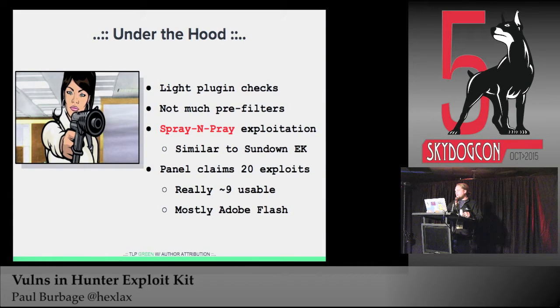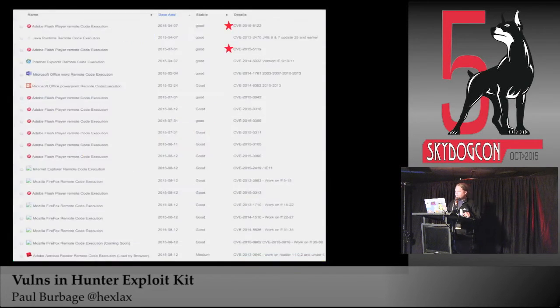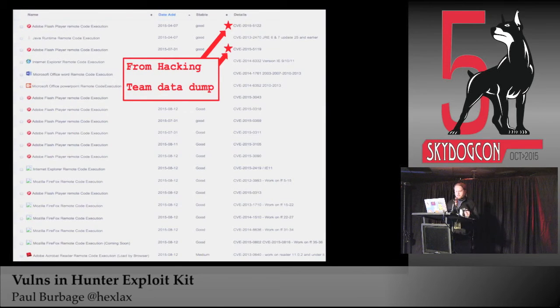So the panel claims about 20 exploits, but in reality, only about 9 are usable, mostly targeting Adobe Flash. Screenshot here within the administrative panel itself of the exploits that it claims to be capable of targeting. Notice the 2 red stars up at the top. It might be kind of hard to see the CVE numbers there on the screen, but these were actually released or found from within the Hacking Team data dump earlier this year.